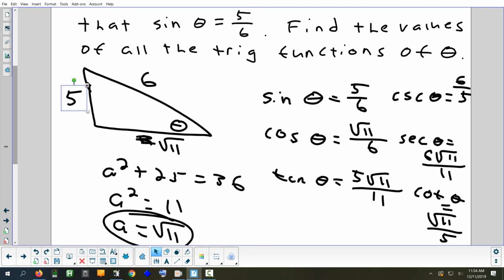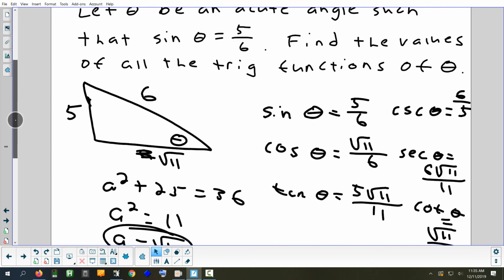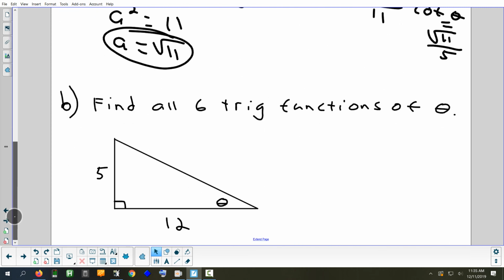Now, on a problem on the test, I'm not going to ask for all 6 in the same problem. This would be 6 problems on a test. So I'll probably ask you for 2 of them. I might say, what's the cosine and what's the cotangent? In 2 separate problems. Okay. Questions on that? All right.